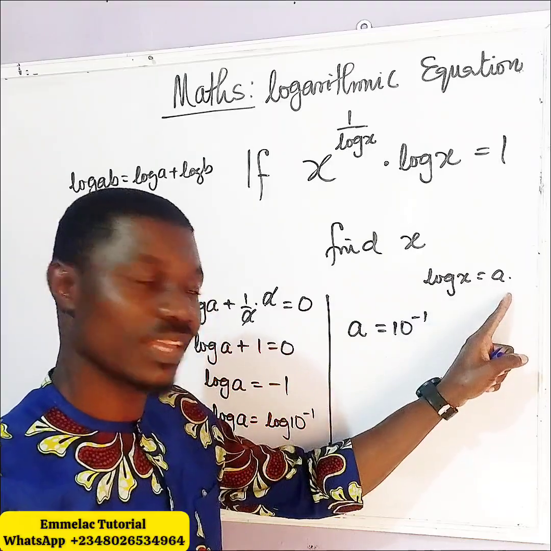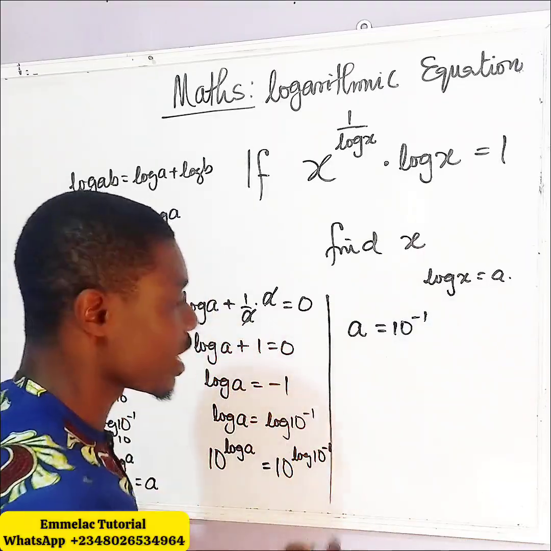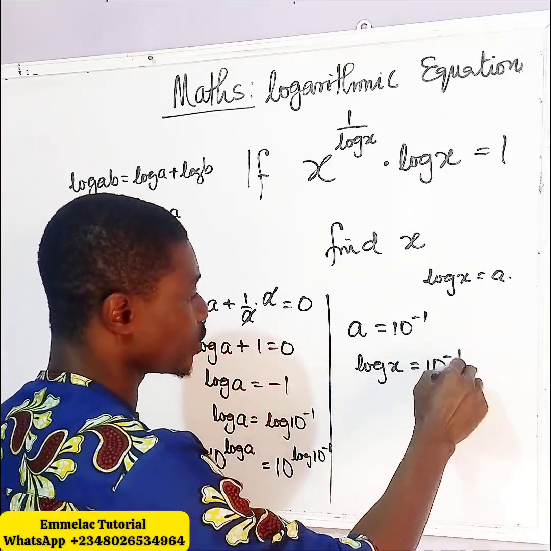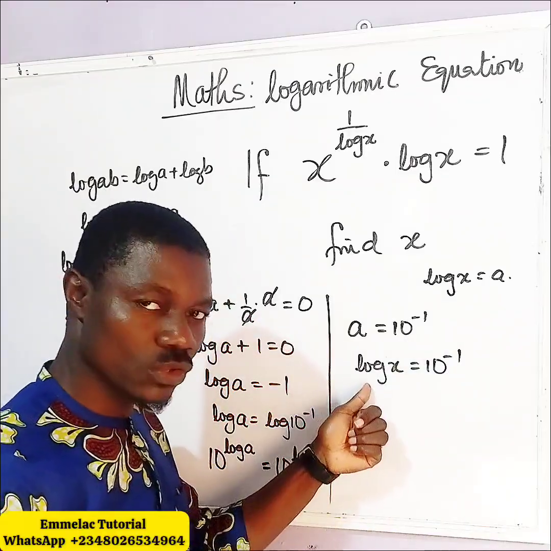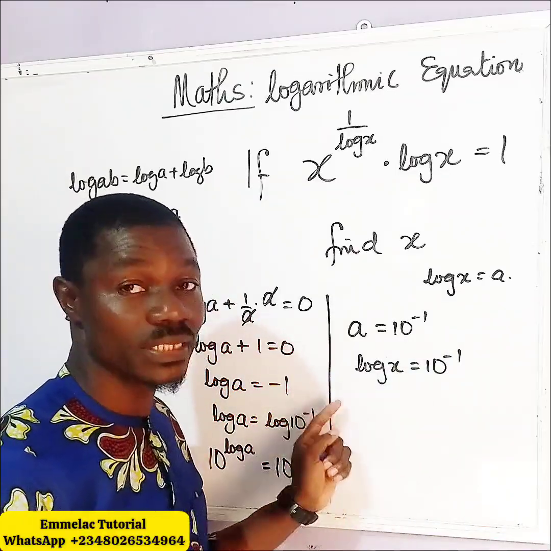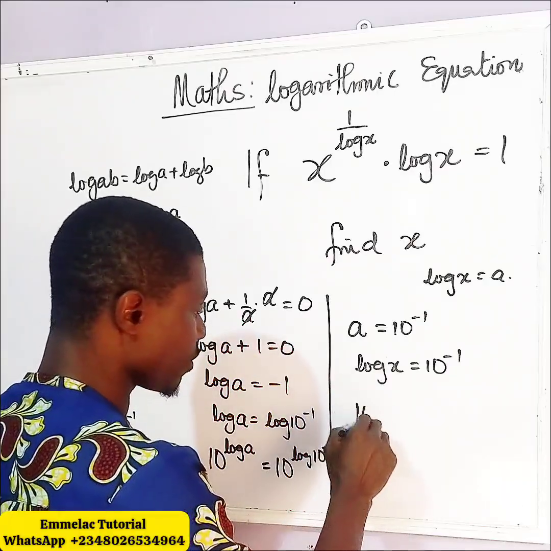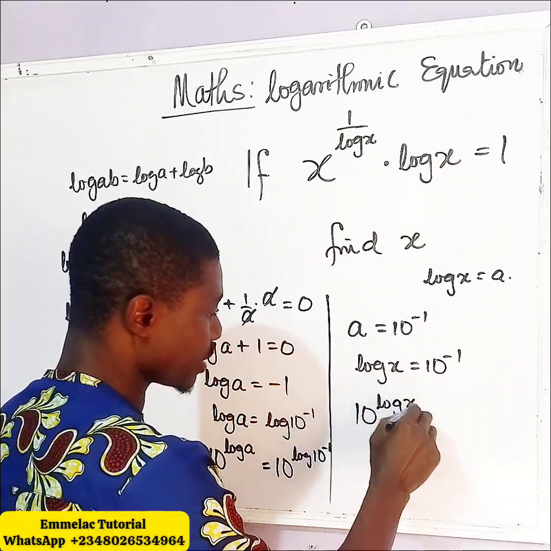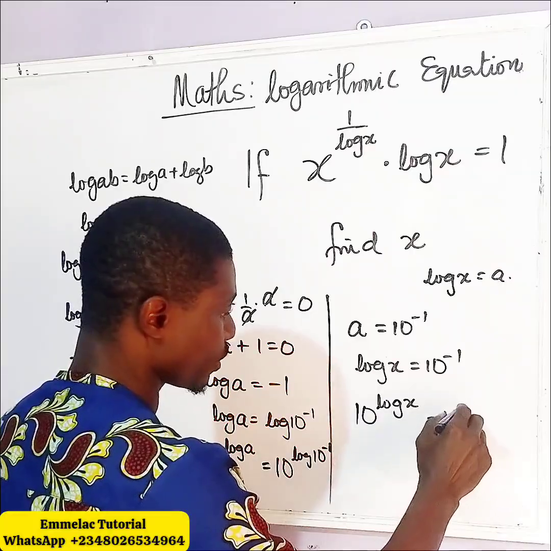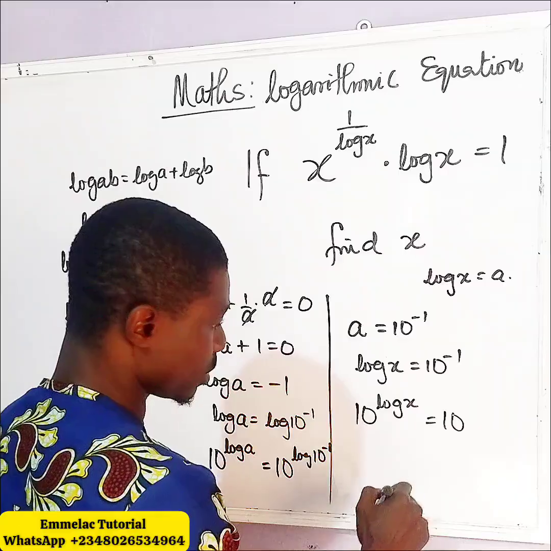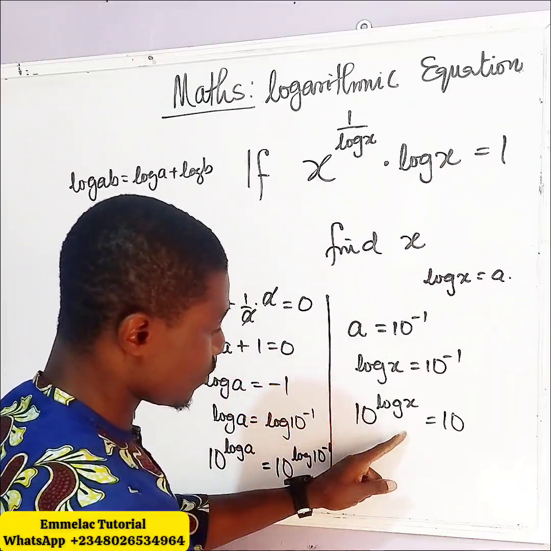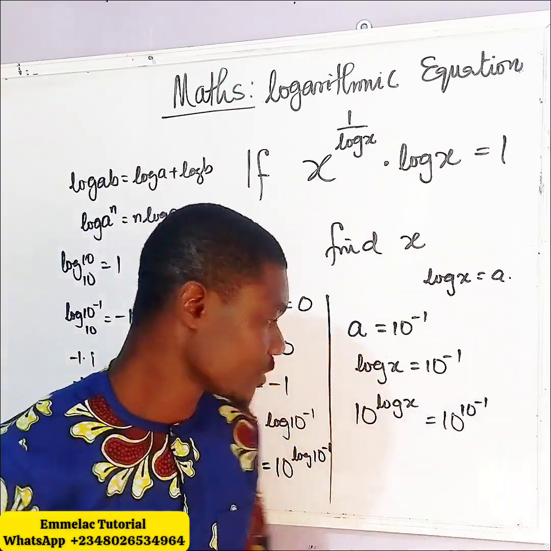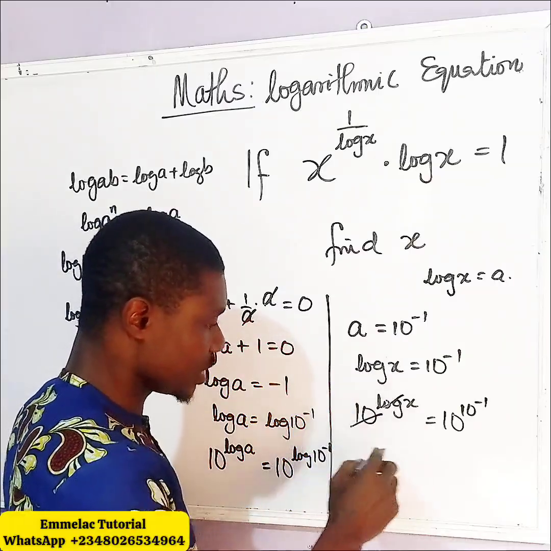Remember, a equals log x. Now let us plug in log x here. You have log x equals 10 raised to the power of minus 1. Now for us to undo this log, we also apply base 10 to both sides. So here you have 10 to the power of log x equals 10 to the power of minus 1. So this cancels this, and we are left with what?